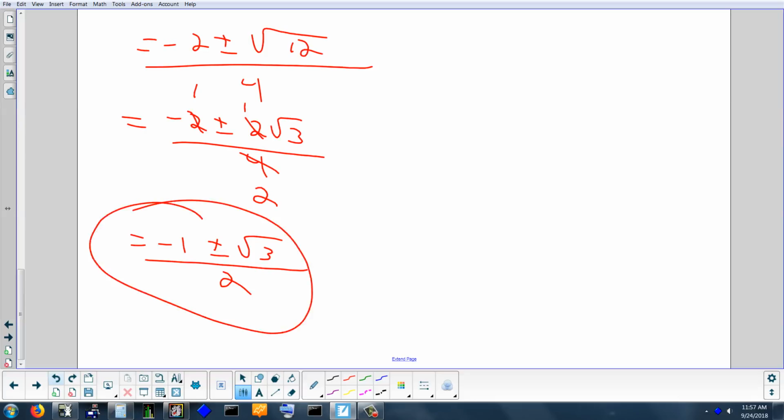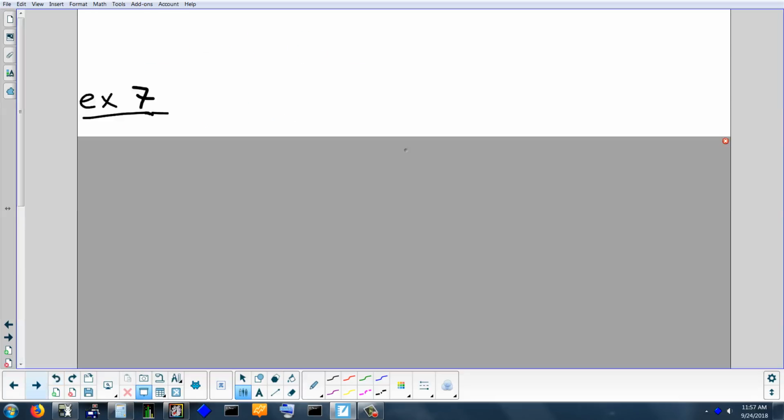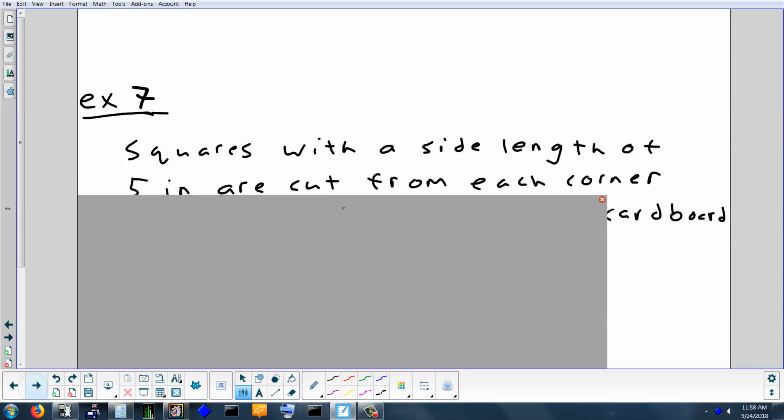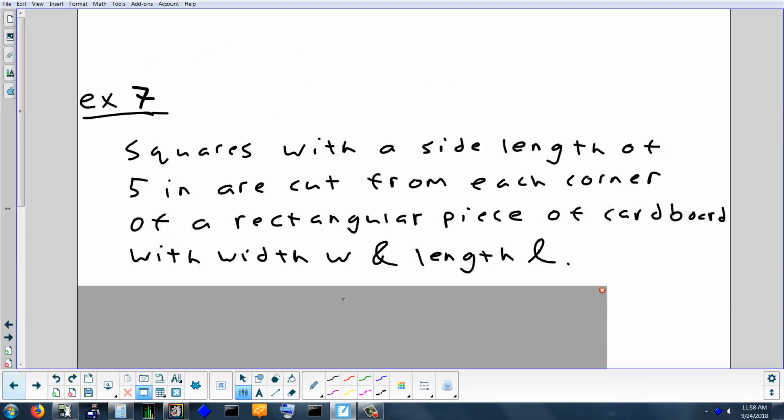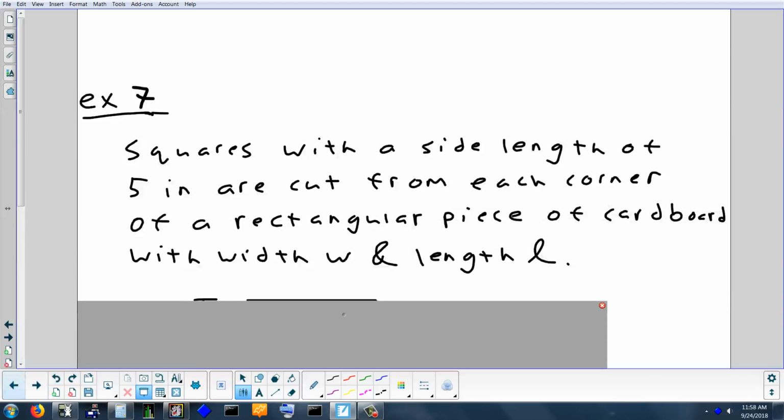Any question on it? Just kind of a quick review of quadratic equation. And okay, let's look at this one. This will be our last one.